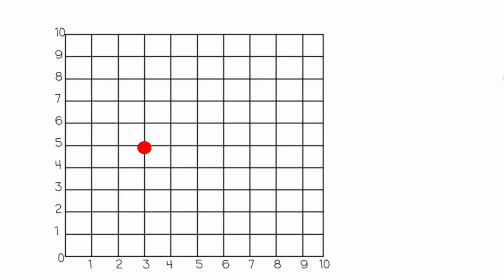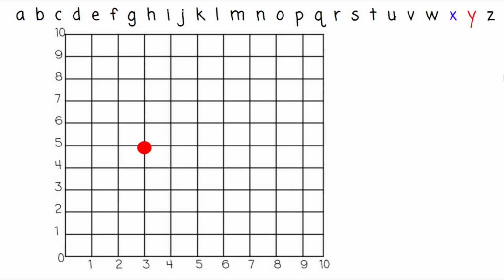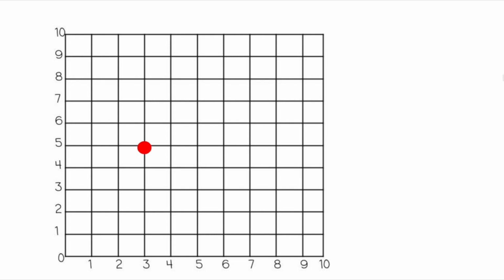Here's our first point. When writing a coordinate, we always write the number that's along the x-axis first. To remember this, just think of the alphabet. X comes before y. So this point is at 3 on the x-axis, so we'll write 3 over there with a comma. Along the y-axis, we're at 5. We'll write a 5 over here. We put parentheses around coordinates.